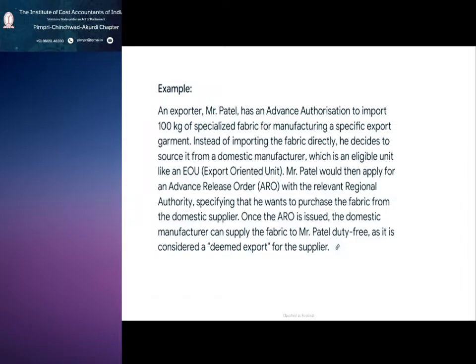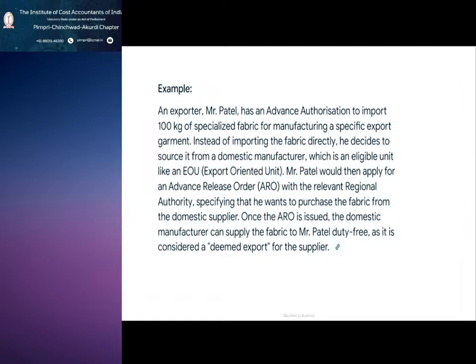I will read this example. An exporter, Mr. Patel, has advance authorization to import 100 kg of specialized fabric for manufacturing a specific export garment. Instead of importing the fabric directly, so I don't go and directly import the fabric, he decides to source it from a domestic manufacturer, which is an eligible unit like an EOU.